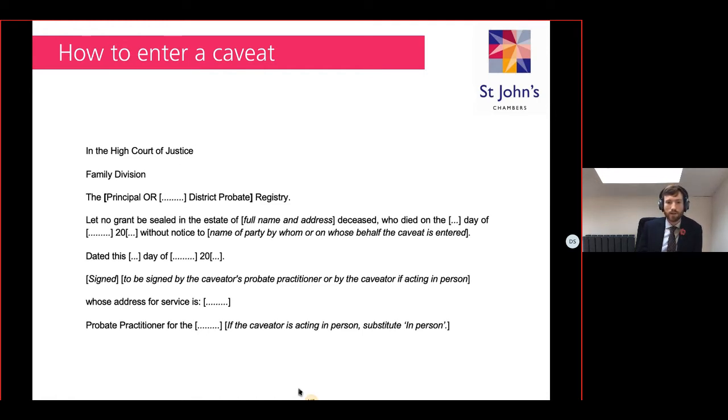Now, once the registry receives a caveat, it enters it on their online index against the name and address of the deceased, so that when someone applies for a grant, the registry will do a search of the index, and if there's no caveat on that name and address, then they'll issue the grant. So just one thing to note is that it can be useful to enter any alternative names that the deceased used, or addresses, just to ensure that they're entered in the index, and a grant won't be obtained by someone applying for the grant in a slightly different name of the deceased. So that's just something to watch out for.